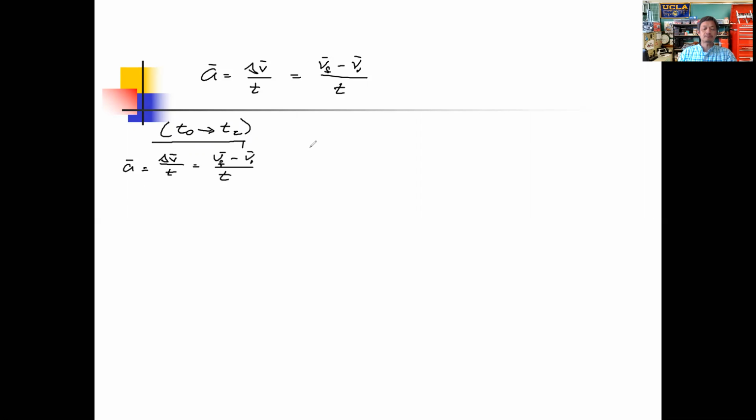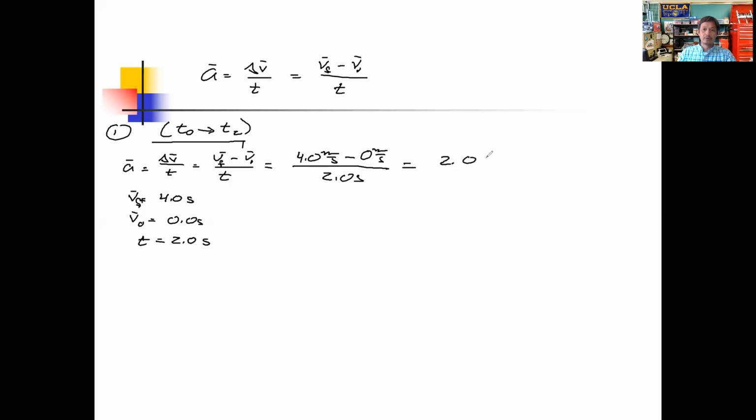I'll write this in here for you. We have V final, make sure you keep this in mind, was 4 meters per second. V initial was 0. And the time interval is going to be a 2 second time interval. So plugging in what we have here, V final is going to be 4 meters per second, V initial is going to be 0 meters per second, all over time interval of 2 seconds. Therefore the acceleration is going to be a positive 2.0 meters per second squared. So that's the acceleration for the first time interval.